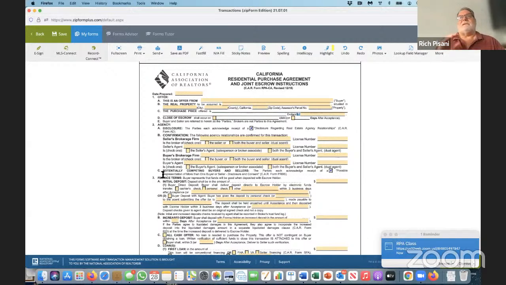So it is Keller Williams Calabasas or Keller Williams West Side, or whatever brokerage you're at. That is the firm with the firm number. Make sure the number's there. And then the agent, and make sure your DRE number's there.